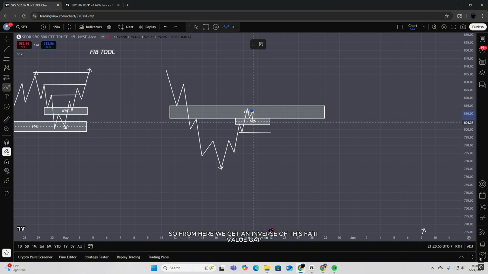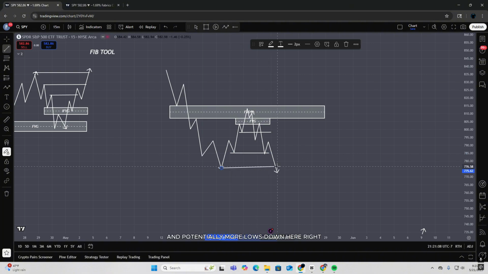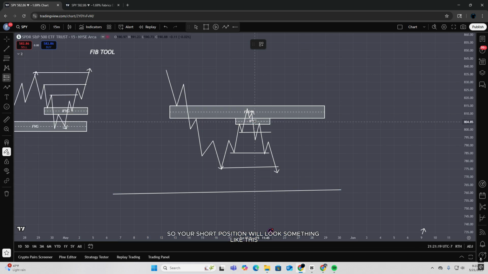So from here, we get an inverse of this fair value gap and possibly our market structure shift at the same time. We get a retrace and then we move down like this, targeting what? These two lows, this low here, this low here, and potentially more lows down here. So your short position will look something like this.